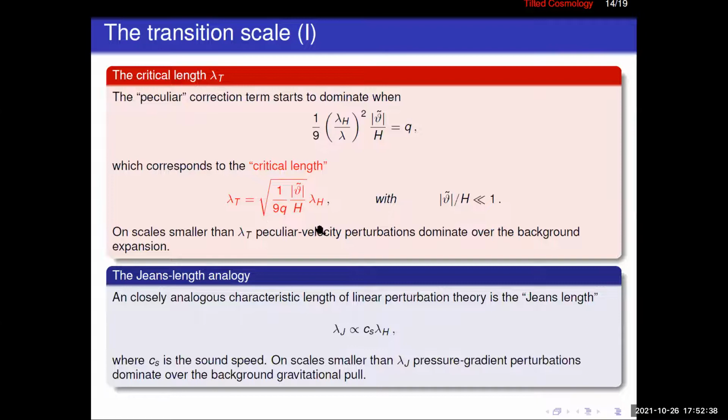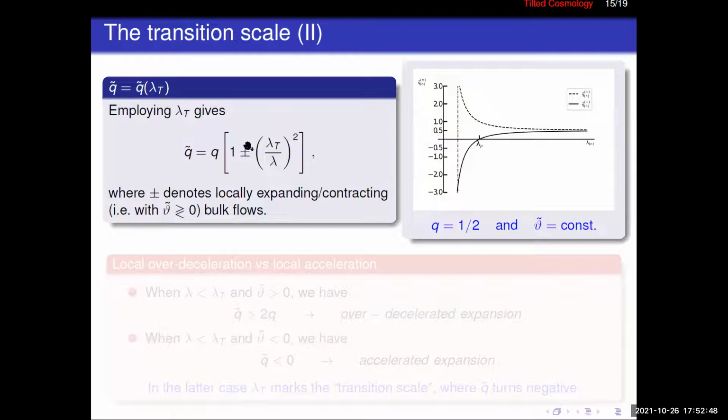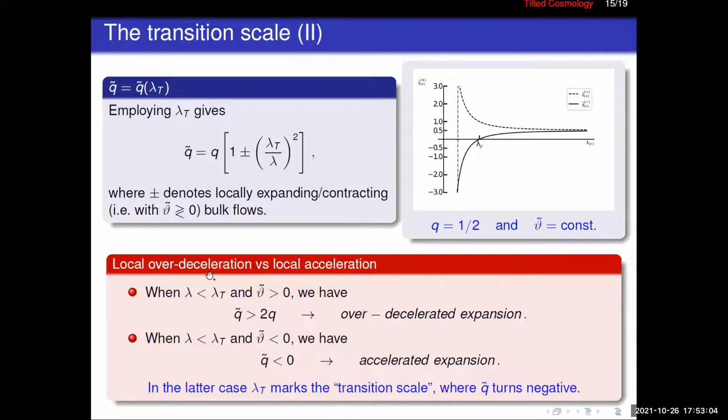But before we actually go there, we will take this definition and plug it back into the relation between the two deceleration parameters, which looks like that, and simplifies and looks like that. Where the plus sign corresponds to locally expanding bulk flows and the minus to locally contracting. And you can see from this expression that, assuming you are on scales smaller than the critical length where the relative motion effects dominate, and assuming your bulk flow is locally expanding, then the deceleration parameter in the bulk flow frame will be twice as large as the deceleration parameter in the Hubble frame, perhaps larger.